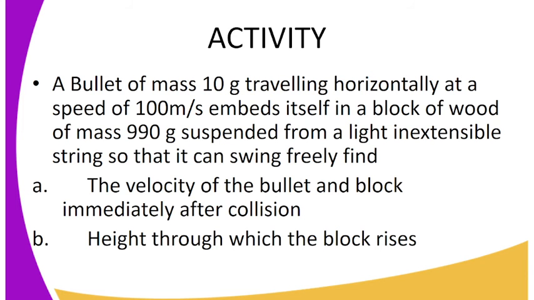And that is the end of our lesson. And a question. A bullet of mass 10 grams traveling horizontally at a speed of 100 meters per second embeds itself in a block of wood of mass 990 grams suspended from a light inextensible string so that it can swing freely. Find A, the velocity of the bullet and block immediately after collision. B, the height through which the block rises.